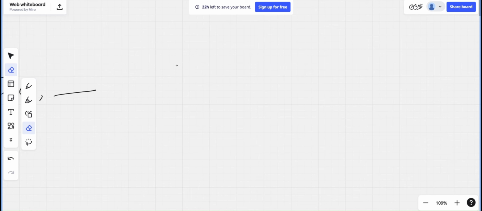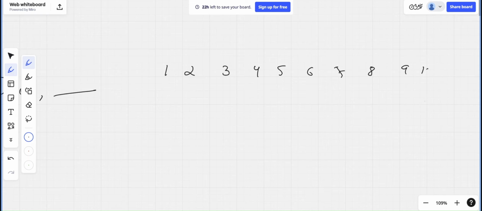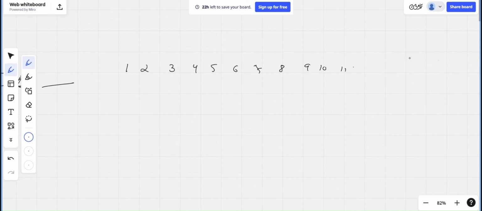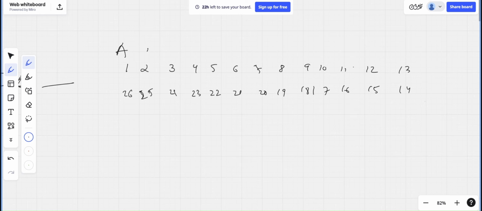Write 1 till 13, okay, 1 till 13. 1, 2, 3, 4, 5, 6, 7, 8, 9, 10, 11. It's so big now. 12, 13, and continue from here: 14, 15, 16, 17, 18, 19, 20, 21, 22, 23, 24, 25, 26. So from here, write A, B, C, D, E, F, G, H, I, J, K, L, M, N, O, P, Q, R, S, T, U, V, W, X, Y, Z.